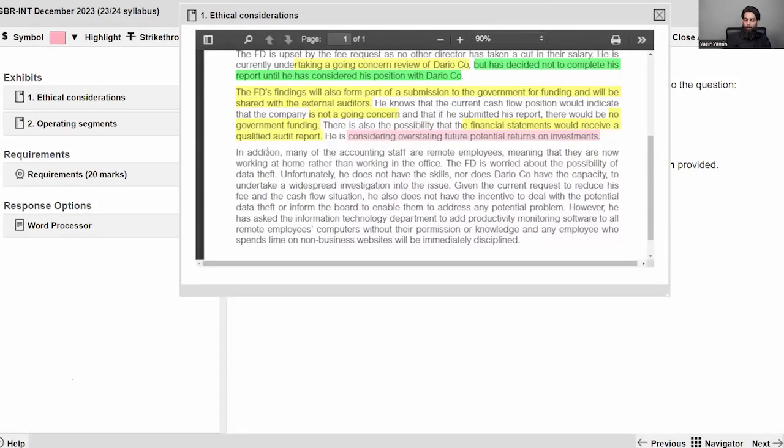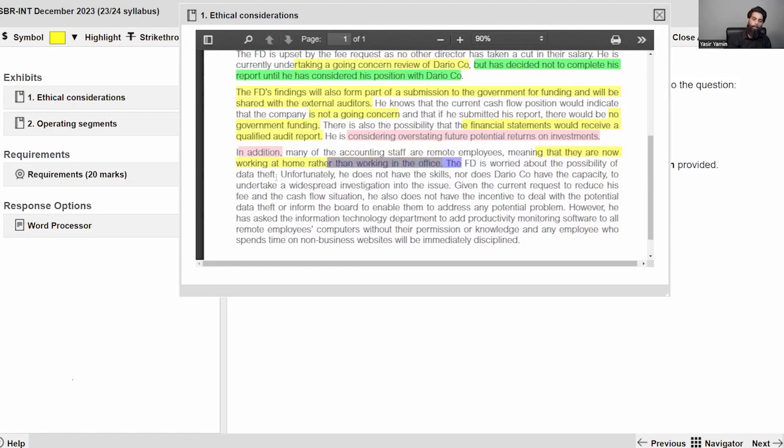It says that in addition, many of the accounting staff are remote employees. First of all, you should point out that this is in addition. So whatever we discuss in this paragraph is in addition to the happenings already described above. Many of the accounting staff are remote employees, which is the new normal nowadays, meaning they are now working at home rather than at the office. I've seen it globally, that's happening. The lease rentals have come down because of this. Nobody comes to the office nowadays. Only us Pakistanis do. The finance director is worried about the possibility of data theft.